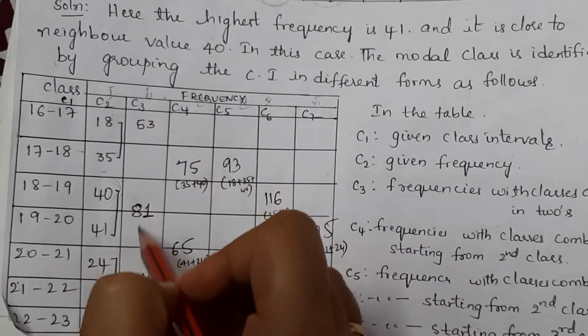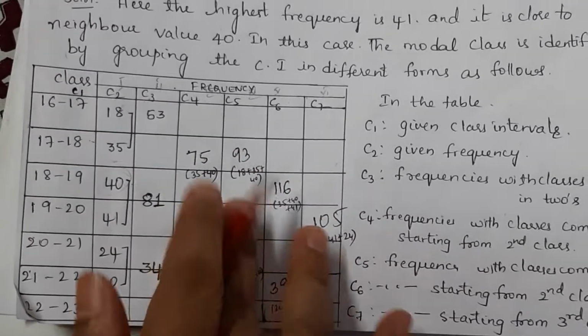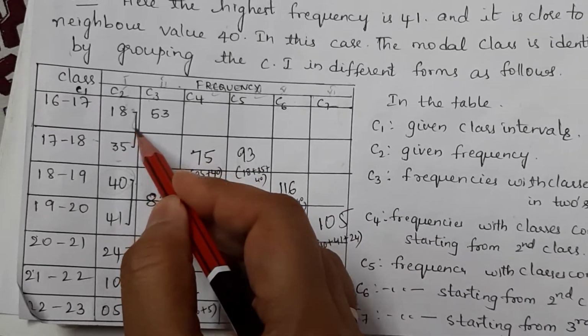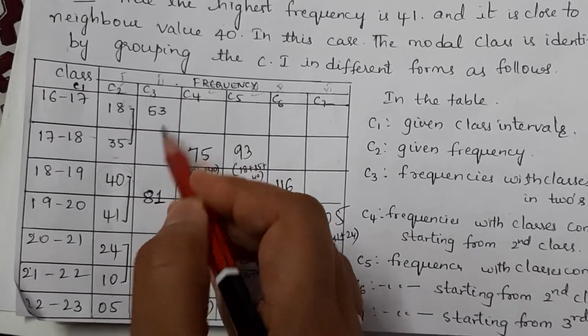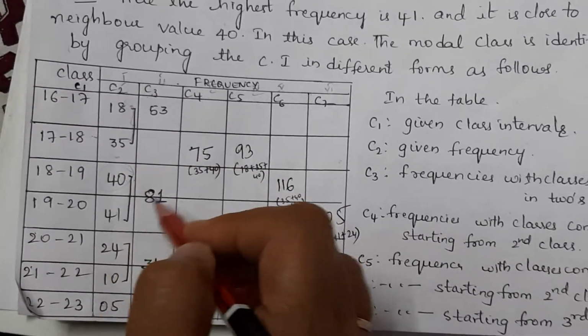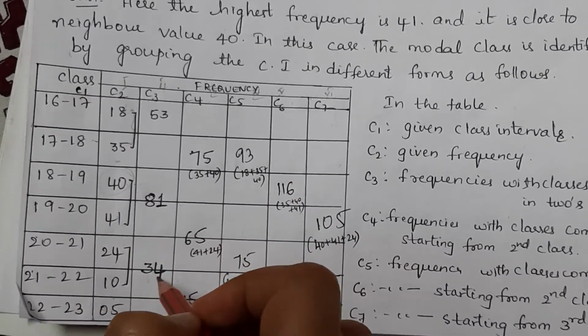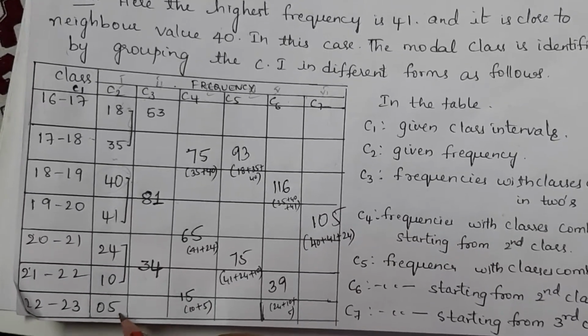So the first column will be the given frequencies we have written. Then the second column will be obtained by adding the first two values. 18 plus 35 is 53. Then 40 plus 41 gives me 81. 24 plus 10 gives me 34. Since we have only one value left, we will neglect this value.